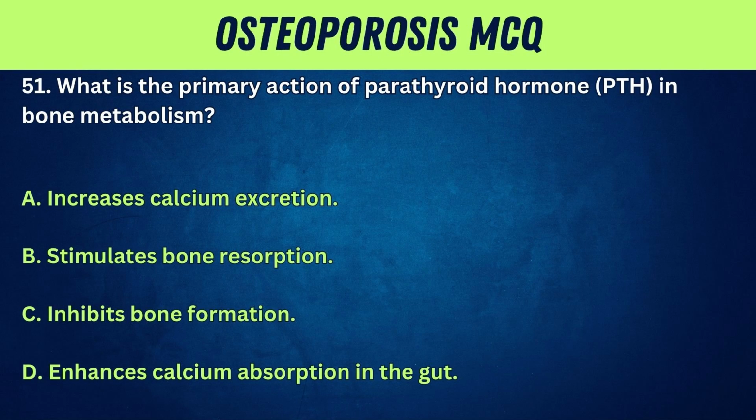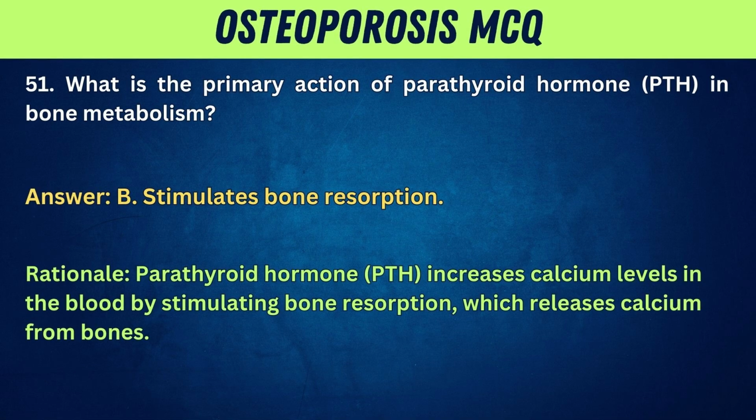51. What is the primary action of parathyroid hormone, PTH, in bone metabolism? A. Increases calcium excretion. B. Stimulates bone resorption. C. Inhibits bone formation. D. Enhances calcium absorption in the gut. Answer. B. Stimulates bone resorption. Rationale. Parathyroid hormone, PTH, increases calcium levels in the blood by stimulating bone resorption, which releases calcium from bones.